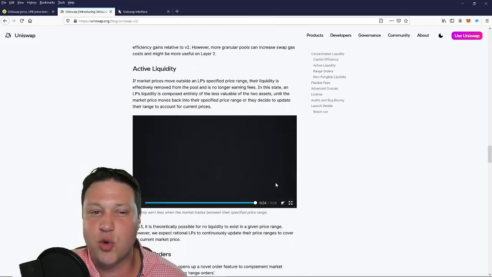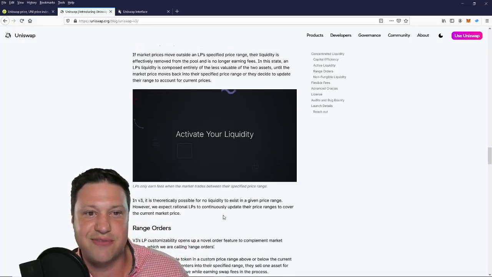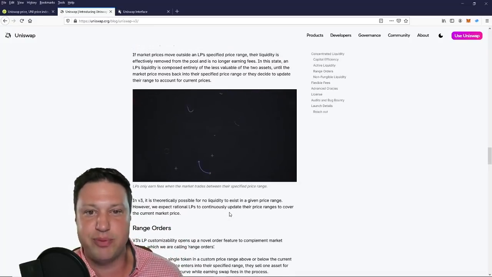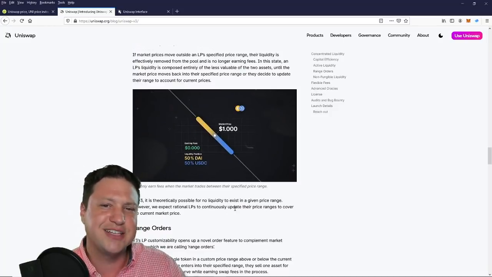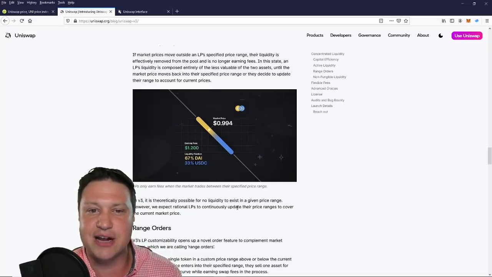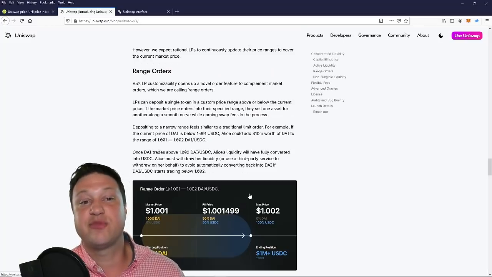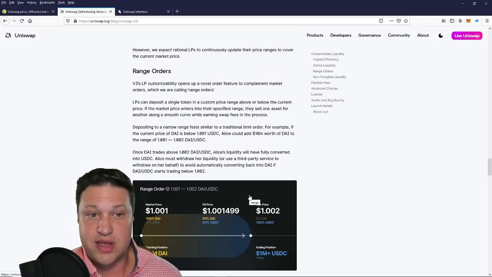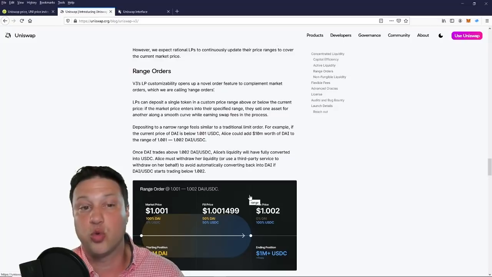And all of this is going to give rise to a concept called active liquidity. Now, what this means is that if the market price moves outside an LP's specified price range, their liquidity is effectively removed from the pool and is no longer earning fees. In this state, an LP's liquidity is composed entirely of the less valuable of the two assets until the market price moves back into their specified range. And with this comes the ability to do range orders. V3's LP customizability opens up novel order features to complement market orders. They're calling them range orders.